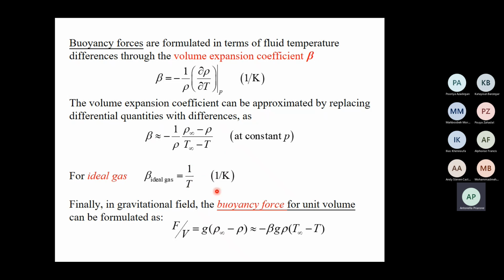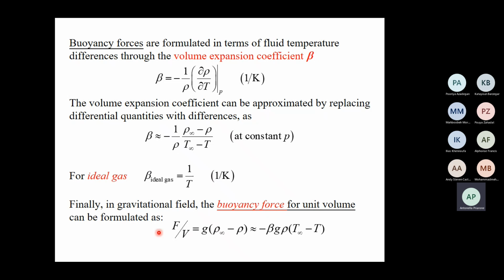When we consider natural convection of air, typically natural convection in a room, for example, the air motion in a room, air is approximated to an ideal gas, and so the beta coefficient will be evaluated simply by calculating 1 divided by the temperature expressed in Kelvin. By using this approximated formulation of the volume expansion coefficient beta, I can finally write the buoyancy force per unit volume.